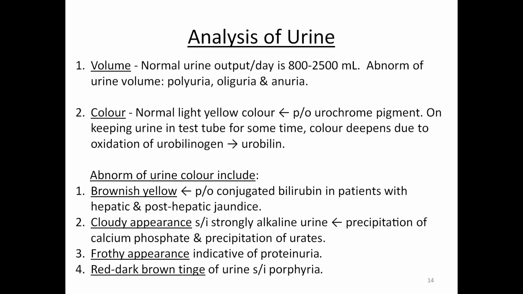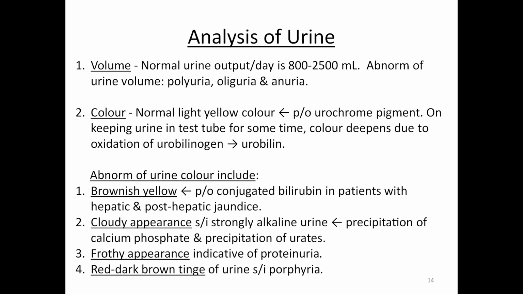So first, in analysis of urine, we check for the volume. Is it normal urine output, which is around 800 to 2500 ml per day? Or is there an abnormality of urine volume, which we spoke about as the first topic today, whether there is polyuria, oliguria, or anuria. Then color of urine. So normally it is light yellow in color due to the presence of urochrome pigment.